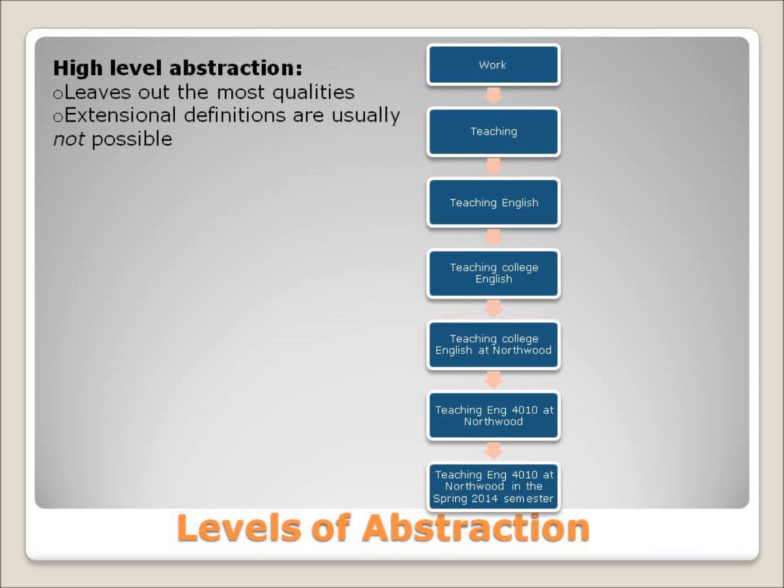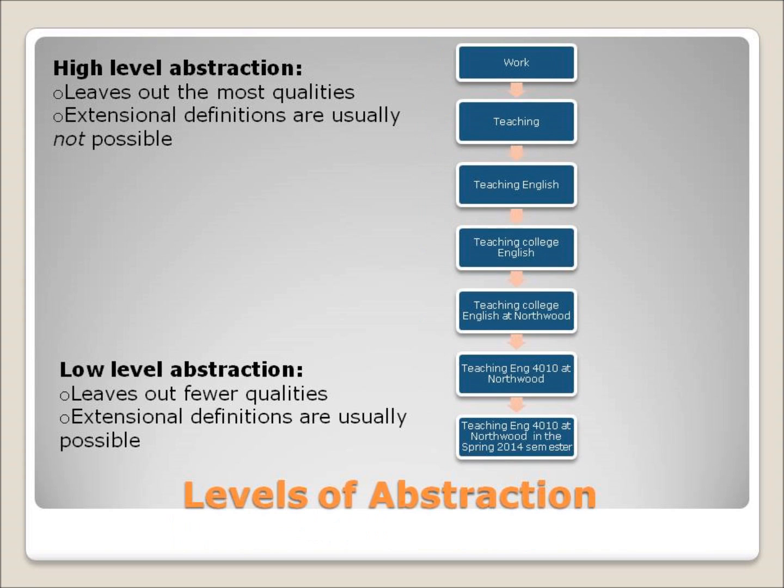It also ignores many qualities of what my work is. Teaching is also a high-level abstraction. Again, I can't point to the concept of teaching. At best, I could only point to a specific act of teaching, which, as we'll see, is a lower level of abstraction. The word teaching acknowledges more qualities of what I do than the word work, but it still leaves out many. As we move down the ladder of abstraction, we reach lower level abstraction.